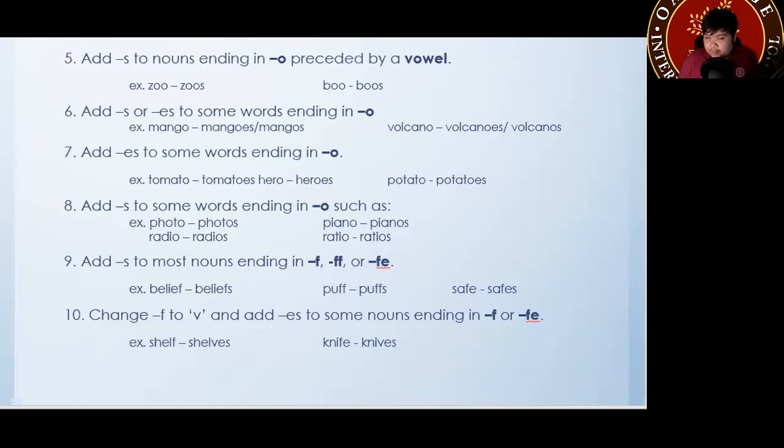Example, the word shelf. Shelf ends in F, right? But the plural of shelf is not shelfs, it's shelves, okay? So you have to change the F to V first and then add ES. Same with knife. The plural of knife is knives, right? Change the FE to V and then add ES. A common word would be leaf, right? It's not leafs, it's leaves, right? VES. Okay, so those are the rules for adding S or ES.